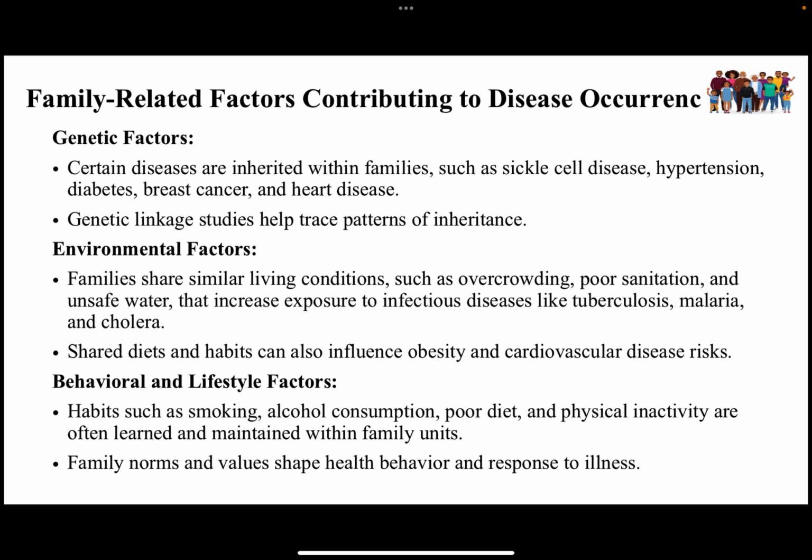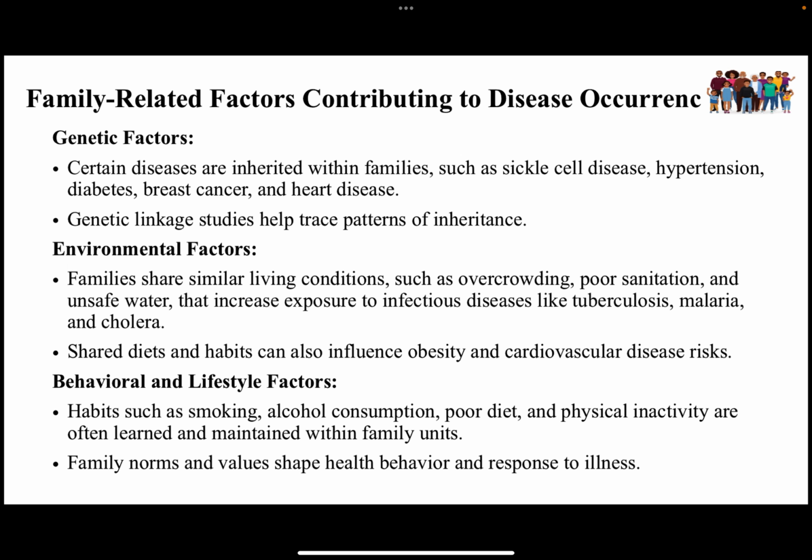Okay, good. Then we have what we call the environmental factors. Most families usually share the same living conditions, like housing, sanitation, and even diet. For example, overcrowded homes and poor sanitation can increase exposure to diseases like tuberculosis, cholera, and even malaria. In the same way, a shared diet high in fat or high in sugar can also increase the risk of obesity and heart diseases in a certain family line. All these can influence the occurrence of diseases in a family.